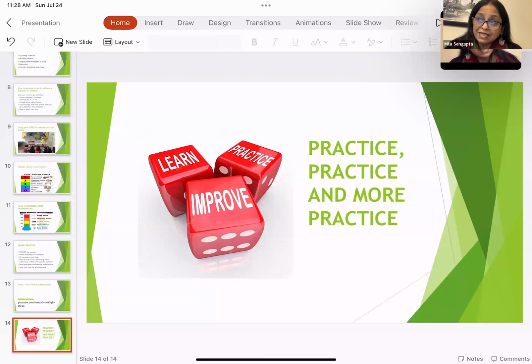So having said that, I hope you have learned some effective and successful strategies, how you can use voice modulation, your tone, your speech, your clarity, your body language, to effectively communicate and make learning fun and engaging. With this, I conclude this session today, and thank you all.